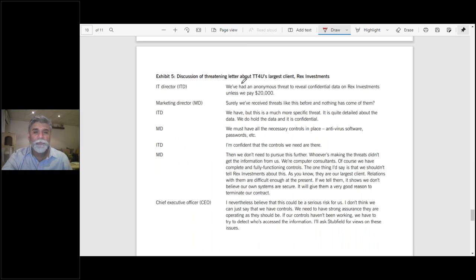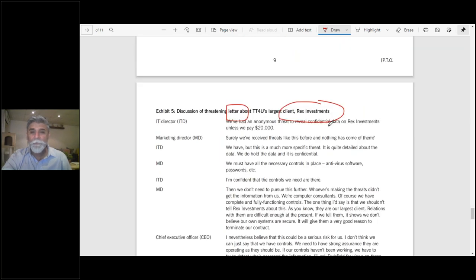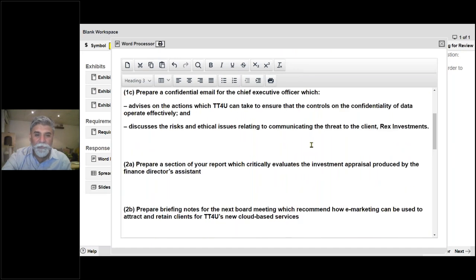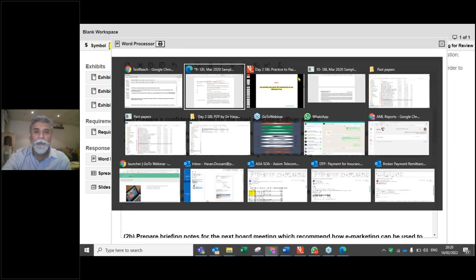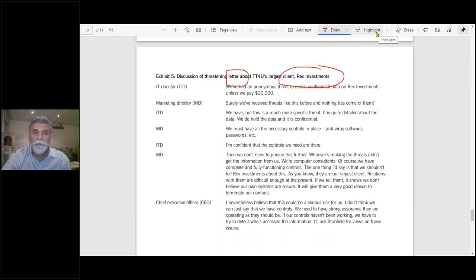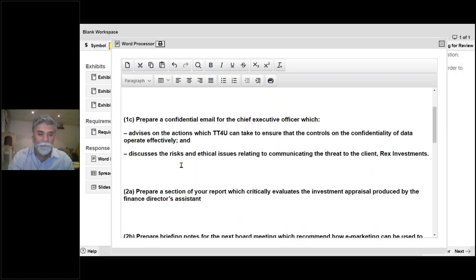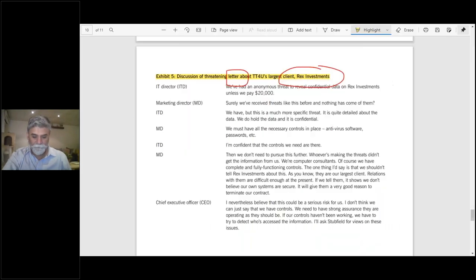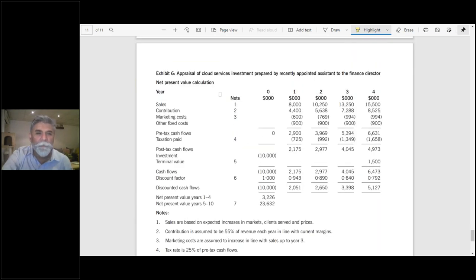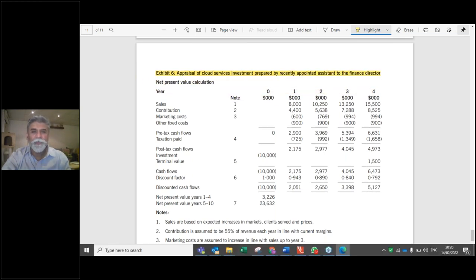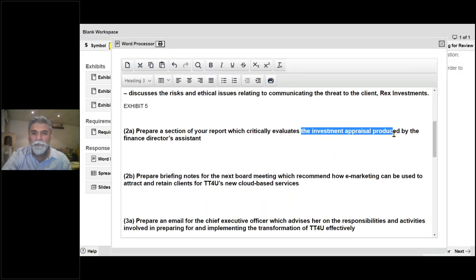Discussion of threatening letter about TT4U's largest client Rex investment. So this is about some letter, Rex investment, very specific, short. I remember seeing Rex investment somewhere. Yeah, this one. What is the exhibit number? The exhibit number is 5. So quickly write cross-referencing, exhibit 5. And the last exhibit is appraisal of cloud services investment. I know this one. There was exhibit 6. There was this one question, right? On investment appraisal. Right, quickly write exhibit 6.